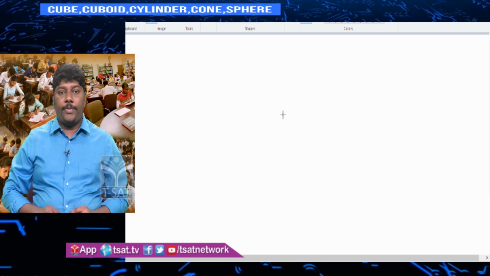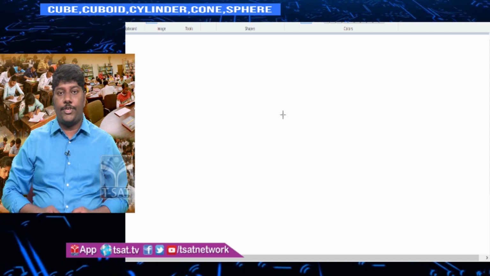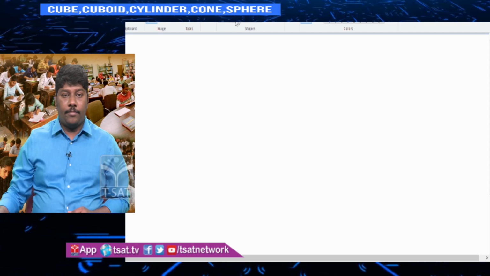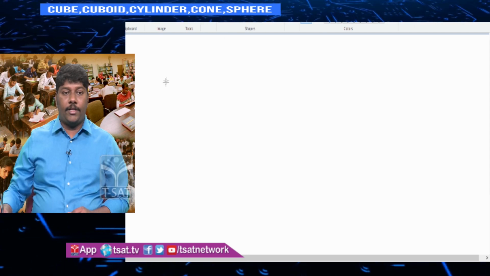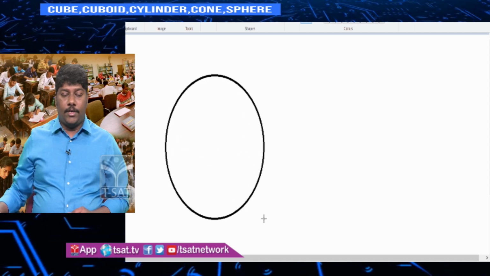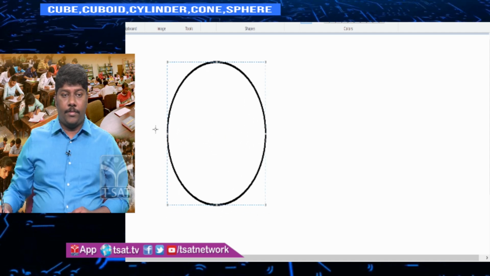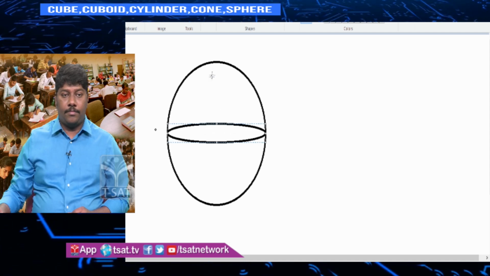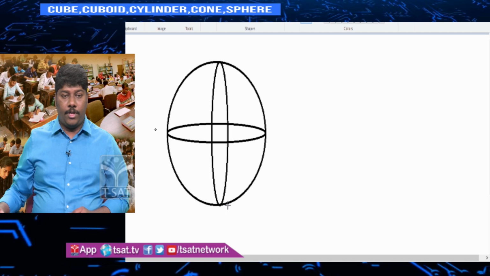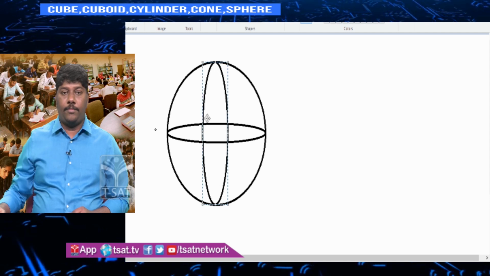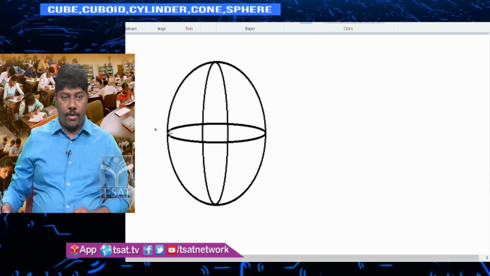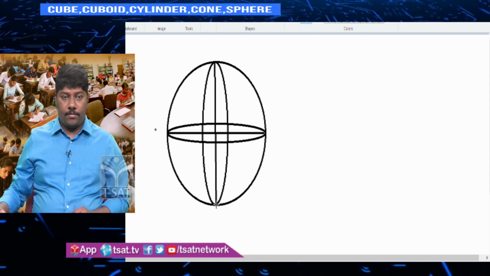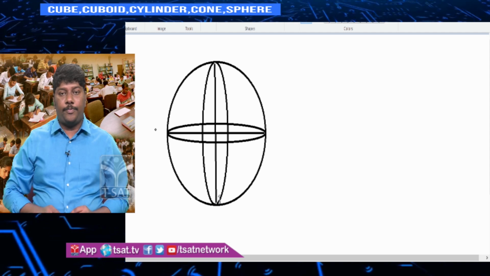Now, we will look at a sphere. Sphere is nothing but a ball shaped figure. I am drawing a circle here, but in fact it is not a circle. It is like a ball shape. If you can imagine a 3D figure, just imagine like this. You can imagine a cricket ball or a football or a volleyball. So, this is nothing but a sphere.